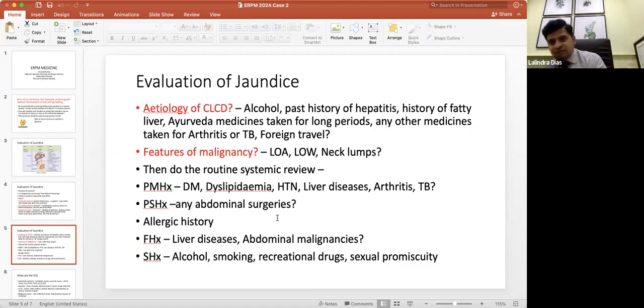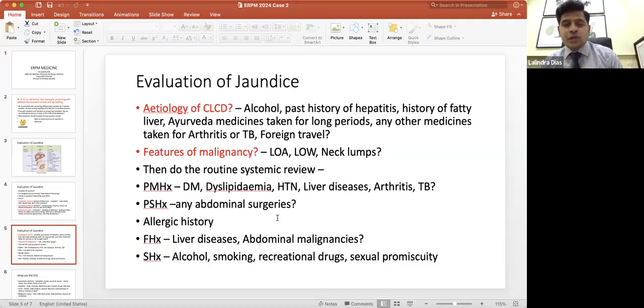So metabolic risk factors, whether they are present, that we are going to ask. And also whether the patient has got any past history of liver disease, arthritis, or TB. Past surgical history, any abdominal surgeries, whether the patient has already undergone any abdominal surgeries in the past. The allergic history, whether the patient has got any food or drug allergies.